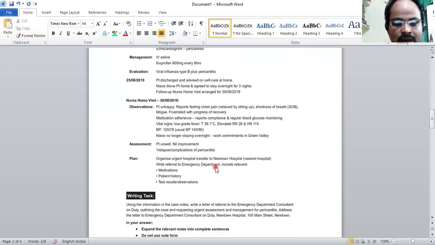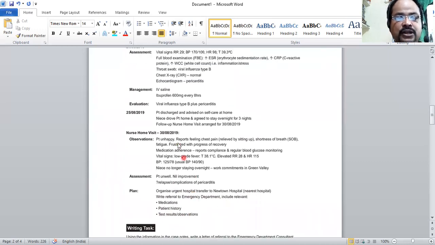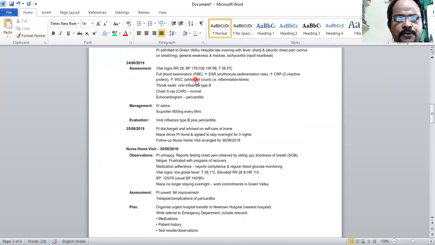Organize urgent hospital transfer to Newtown Hospital. That's the nearest hospital. Write a letter to the emergency department. Include relevant medications, patient history, test results and observations. We have a lot of things here: erythrocyte sedimentation rate, CRP, WCC. These are all in the history which we have seen in the case note.